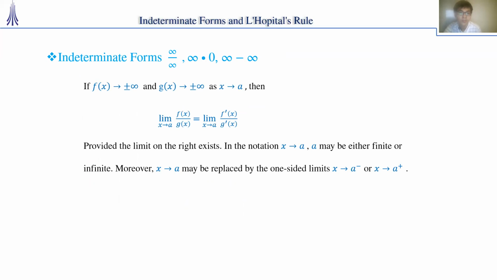If f of h approaches positive or negative infinity, and g of h approaches positive or negative infinity as h approaches a, then the limit as h approaches a of f of h over g of h equals the limit of f prime of h over g prime of h as h approaches a, provided the limit on the right side exists. In this notation, a may be either finite or infinite. Moreover, h approaching a may be replaced by a one-sided limit.